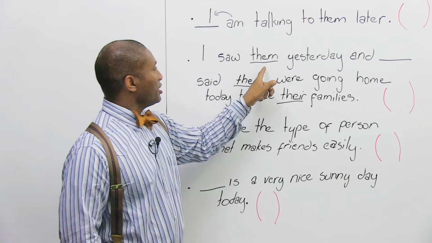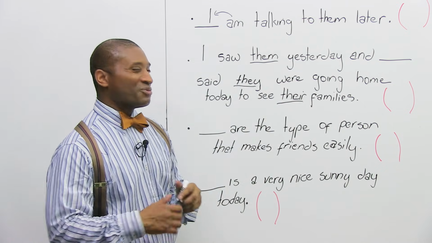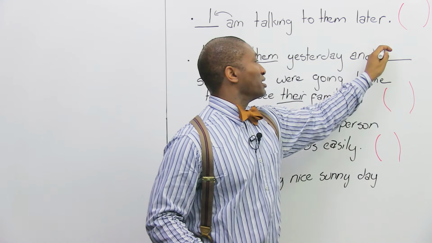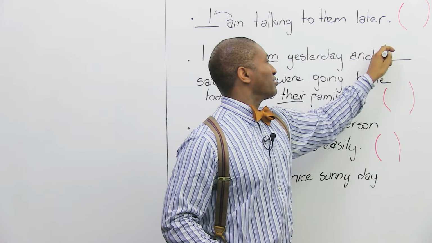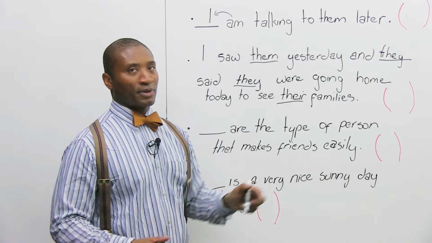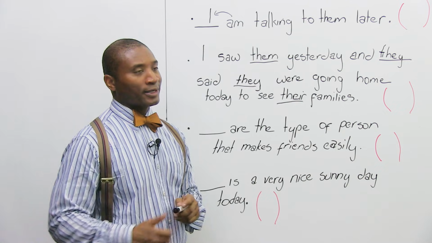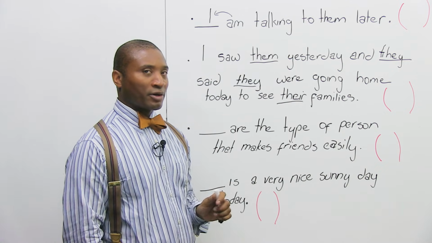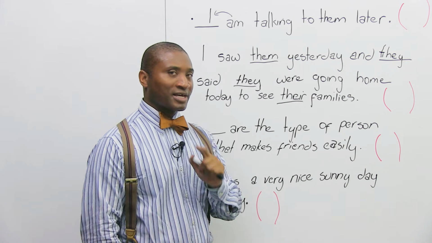That's right. These are all plural words. So we can make a safe guess that this would be they. In this case, I am talking about them, not to them. Try and remember that when we do the second part. If I am talking about them, what does that mean?